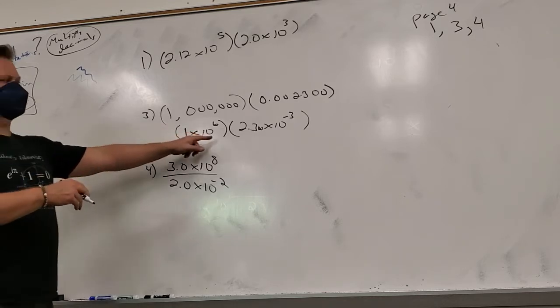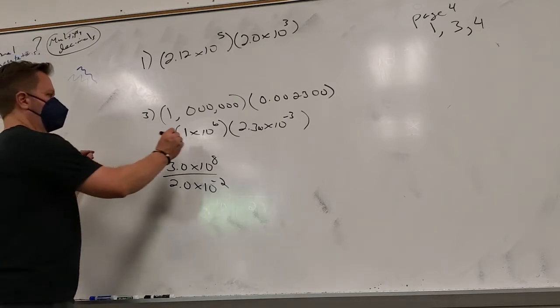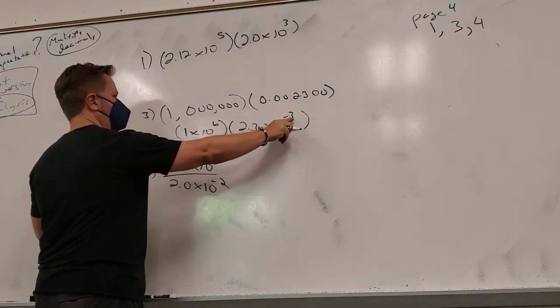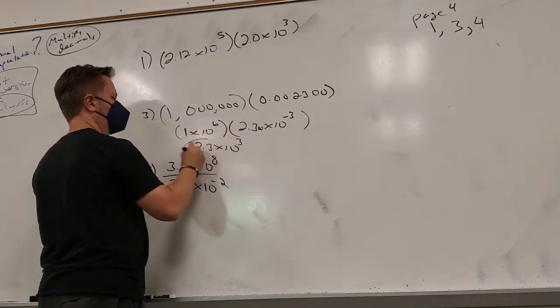Alright, so this one's relatively nice because one of the numbers is 1. So it's 2.3. Let's go ahead and do this one. 2.3 times 10 to the 3. 6 minus 3 is 3.